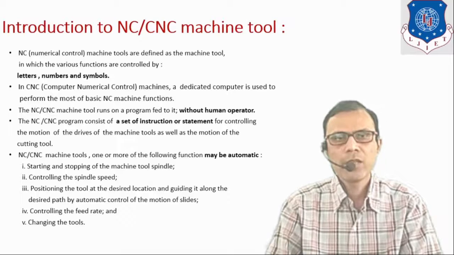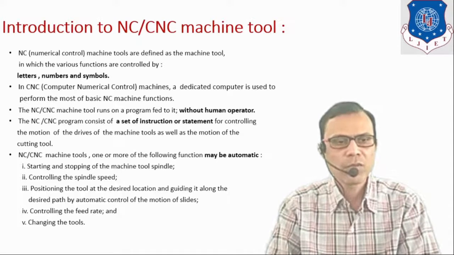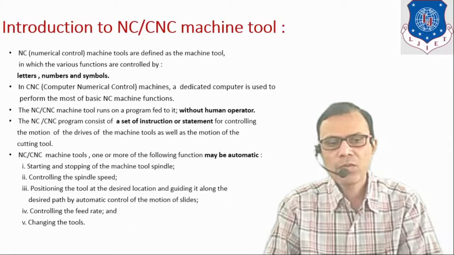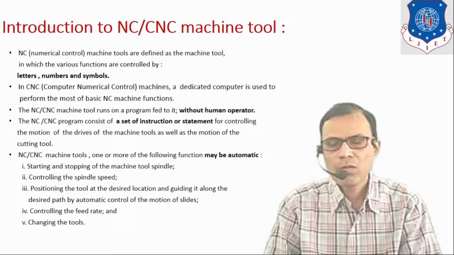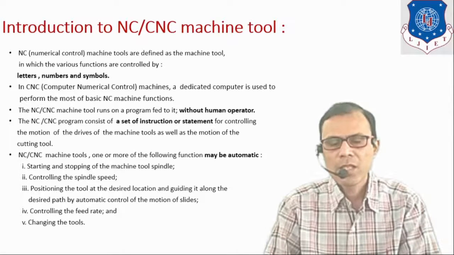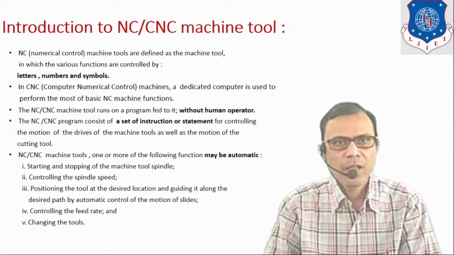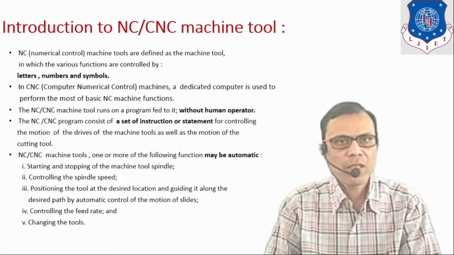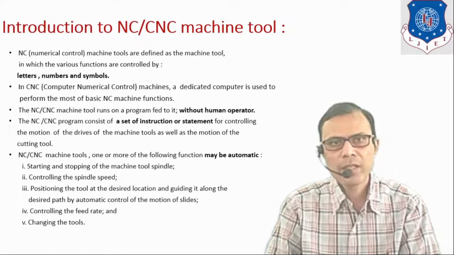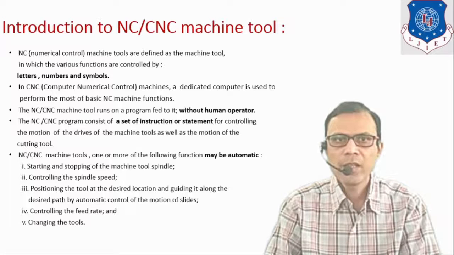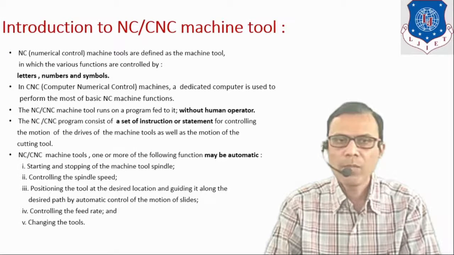Now let's see the introduction to NC-CNC machine tool. NC machine tools are defined as the machine tools in which the various functions are controlled by letters, symbols, and numbers. In case of NC-CNC machine tool, part programming is provided, and that programming is read by the machine control unit or by the computer program, and in turn it controls all the functions of a machine.